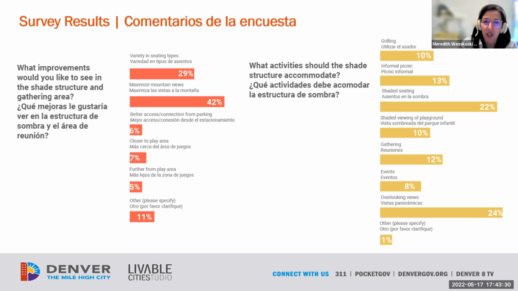What activities should the shade structure accommodate? Again, seating, or here shaded seating specifically, and the overlooking views. So you can see the clear themes of seating and views really capturing those inherent great characteristics of the park. Next.